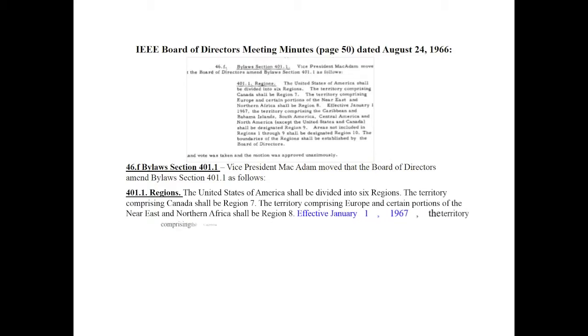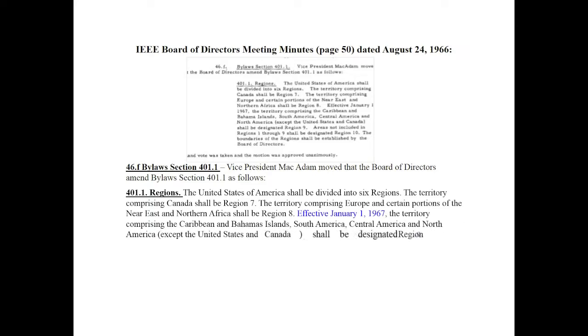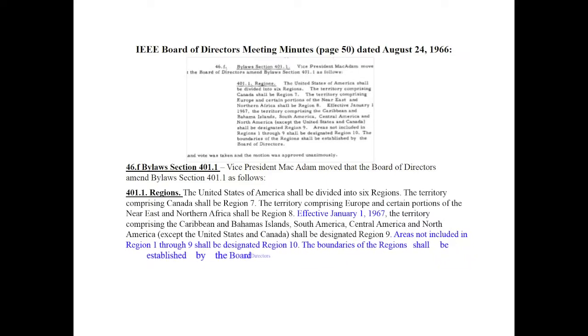Canada was named Region 7. The territory covering Europe, part of the Near East, and North Africa was designated Region 8. The territory comprising Central America, South America, the Caribbean and Bahamas Islands was designated Region 9. Areas not covered by Regions 1 to 9, called Rest of the World, were designated as Region 10, effective from the 1st of January, 1967.